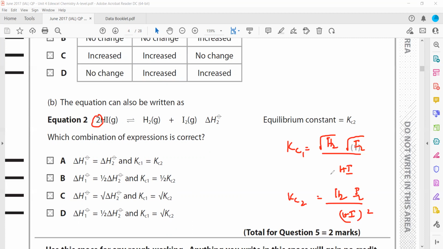So how can the two expressions be related to each other? If I take a root on both sides, then the right hand side will be the same, so I can say Kc1 is equal to under root Kc2. So Kc1 is equal to under root Kc2, and the enthalpy change of the first reaction is half of the enthalpy change of the second reaction. Is this question clear?